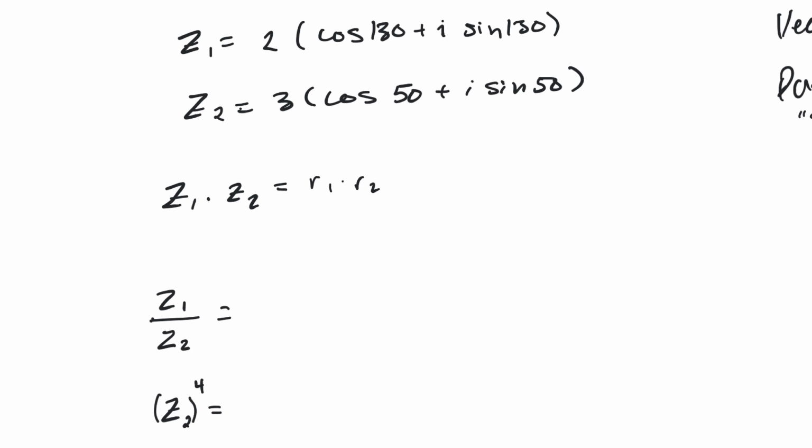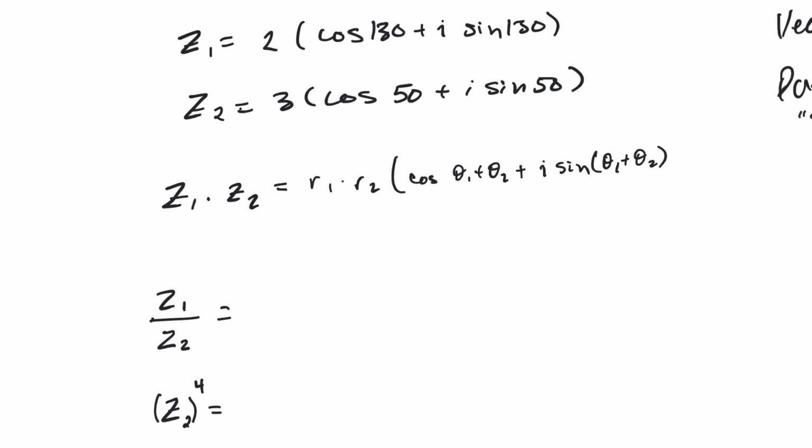So the two radii, you're going to multiply them together. In this case, it would be 2 times 3. And then you're going to take cosine of theta 1 plus theta 2 plus i times the sine of theta 1 plus theta 2. Right? So this is my generic formula.